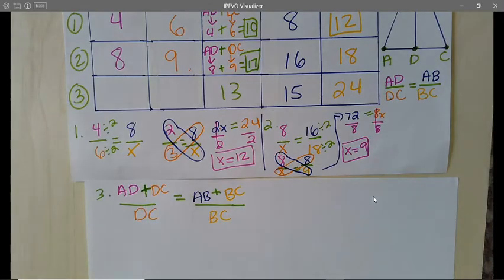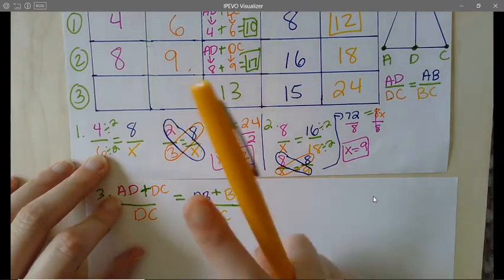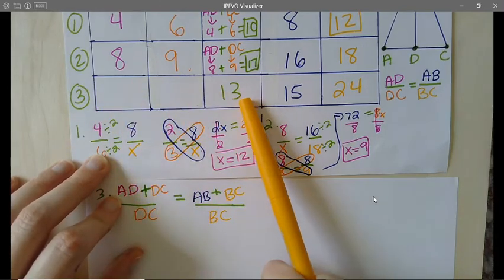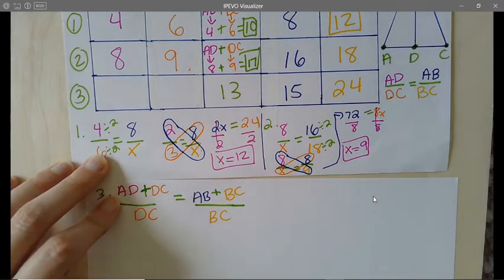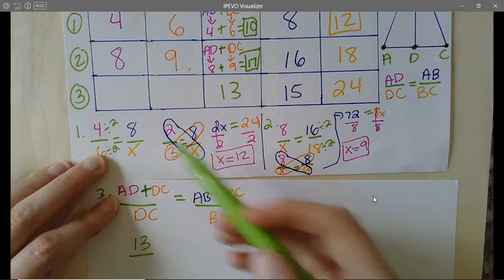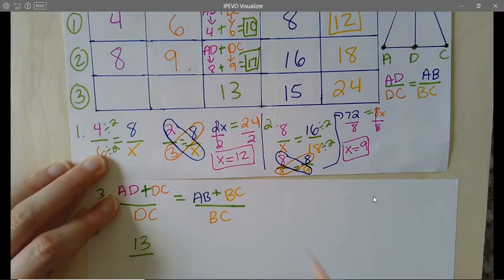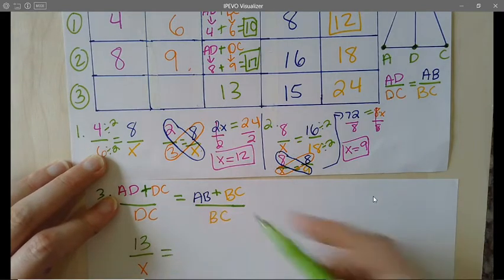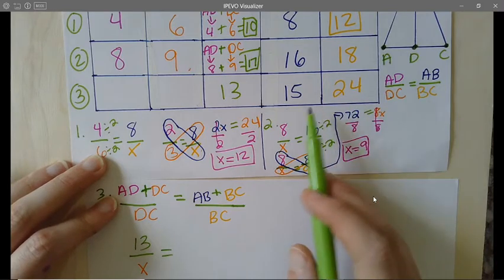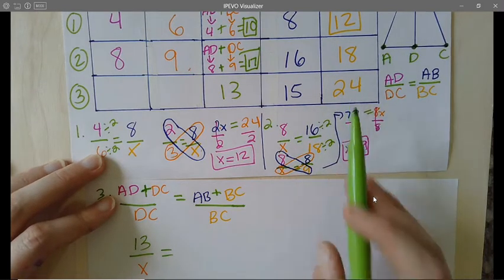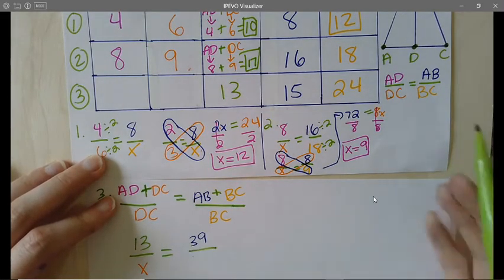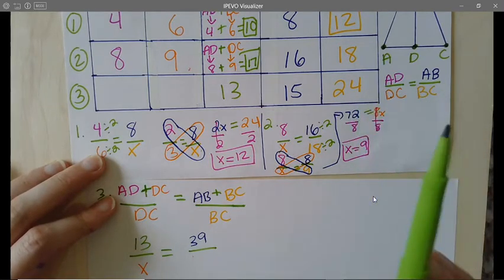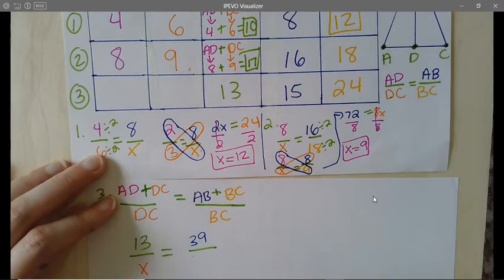Okay, so let's get started, you guys. I don't know AD and DC, but I know if I add those two together, I get AC. So AD plus DC will give me AC, which is 13. So I'm going to say 13 over DC, which I don't know, so I'm going to put in an x for DC because that's the one I don't currently know. And that will equal AB plus BC, so I'm going to add 15 plus 24. That will give me 39. So I'm going to write 39 over my denominator, which is BC, and currently BC is 24.